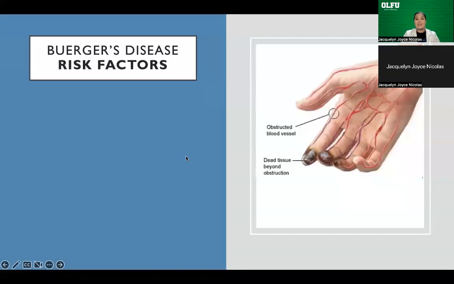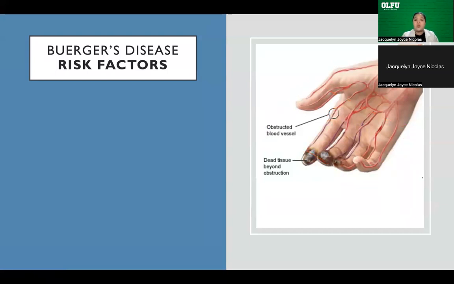Okay. So, this is how it looks like. Ayan. So, usually may obstruction ng mga vessels, pero it's usually smaller. Kaya nga sabi ko nga it affects the digits, so the fingers or the toes.